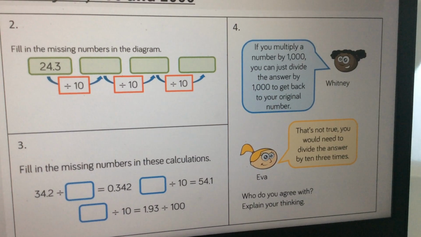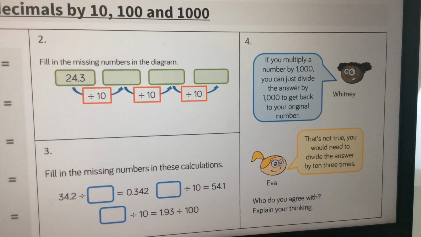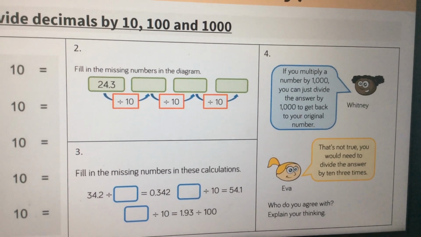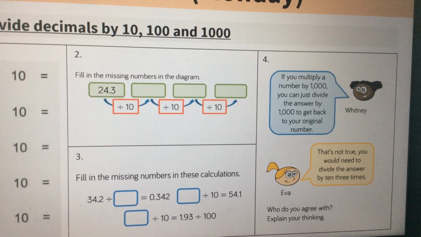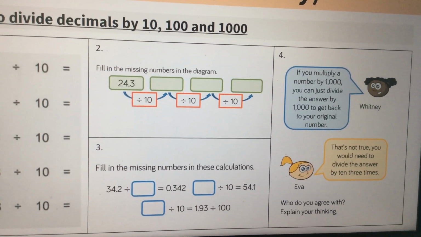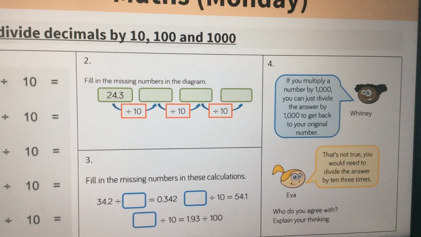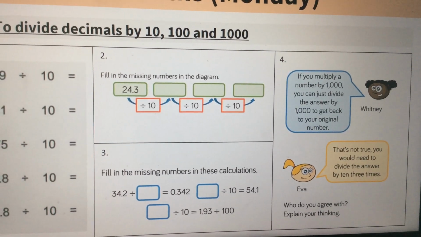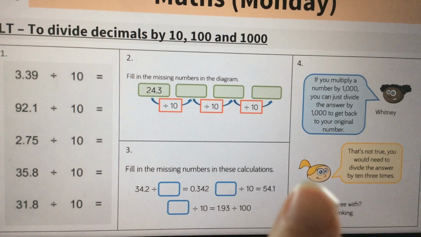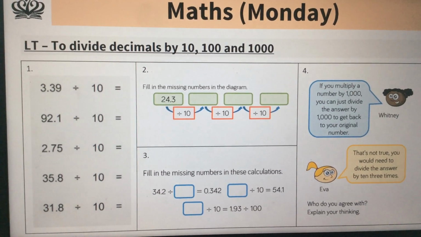And here we've got a nice bit of problem solving. We've got Whitney and Eva, and Whitney's got an opinion there. Eva disagrees with her. So who do you agree with? Is Whitney right? Is Eva right? Is there something else going on? Explain your thinking. Okay, so read through really carefully what each of the girls are saying. Think about who's right, who's wrong, and explain it there. You might want to put a number in there, and use that as an example to explain your reasoning as well.